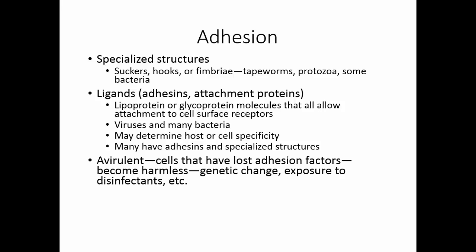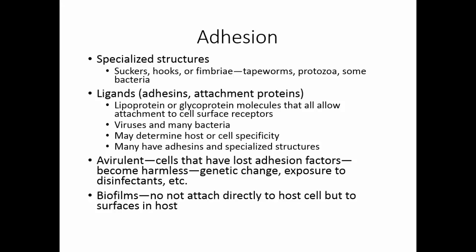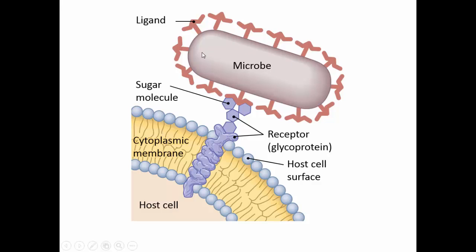Cells that have lost their adhesion factors are said to be avirulent. Without their adhesion factors, they cannot cause disease. They may lose these as a result of genetic change, or they may lose them as a result of exposure to disinfectants or antiseptics. Biofilms do not attach directly to a host cell, but rather to surfaces in the host. As a result of the changes that occur in the organisms, those streamers may leave the biofilm and cause damage in the host. Here you see an example of a microbe with an adhesin, or a ligand, and it is attaching to a receptor, a normal structure on a cell membrane surface.